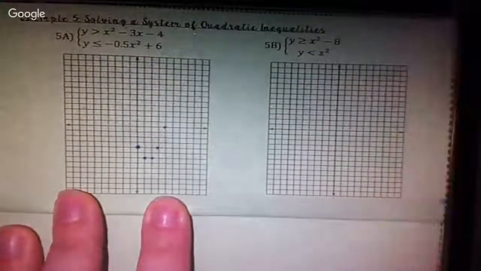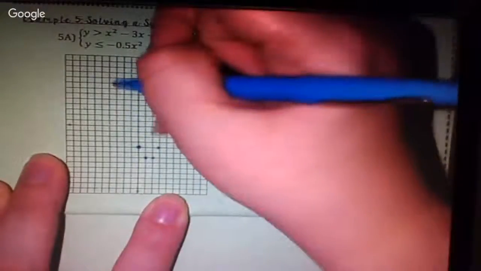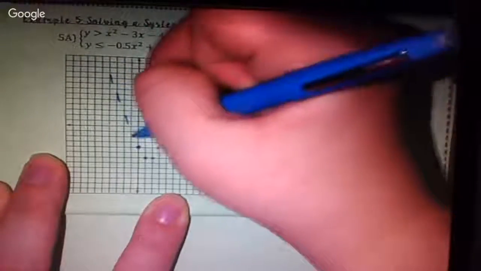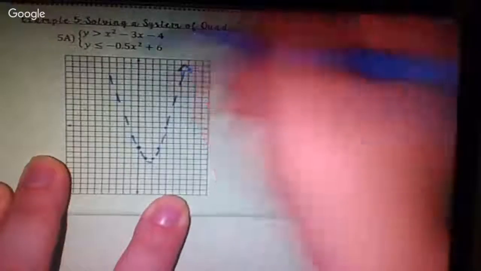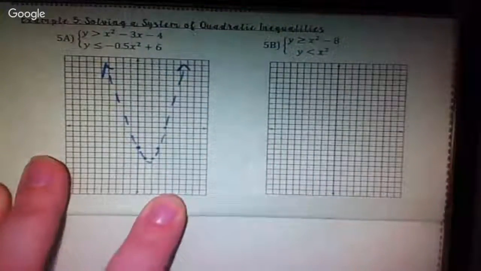Okay, so remember, this is greater than, so this should be a dotted line. So we're going to dot it as I draw it. Here's your parabola. It goes up. Okay, there's your first one.